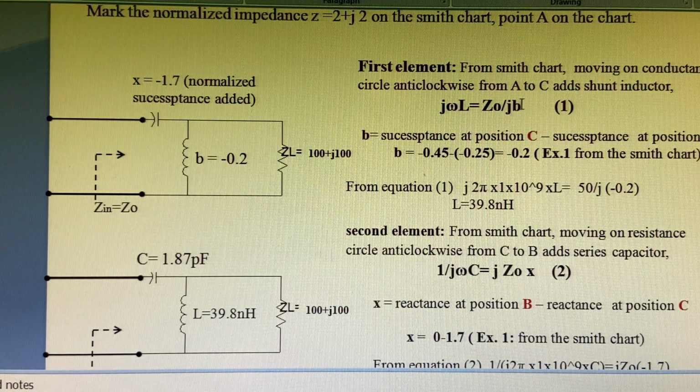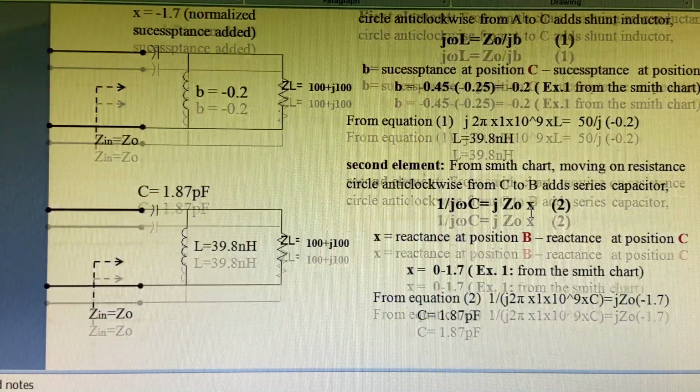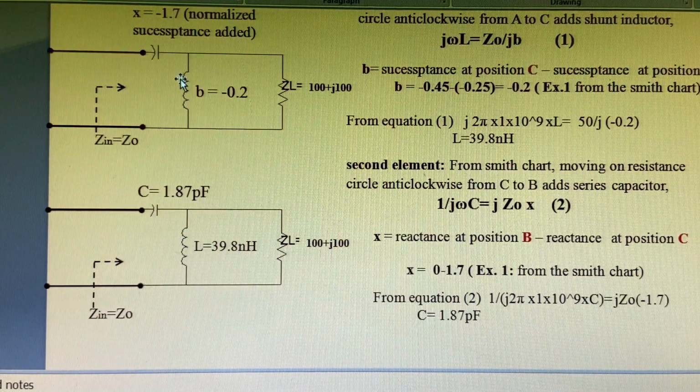That we have to substitute in this equation 1. So from equation 1, after substitution, we will get the inductor value. L is equal to 39.8 nanohenry. So the value of the inductor is equal to 39.8 nanohenry. Like that, we can find the value of the inductor.